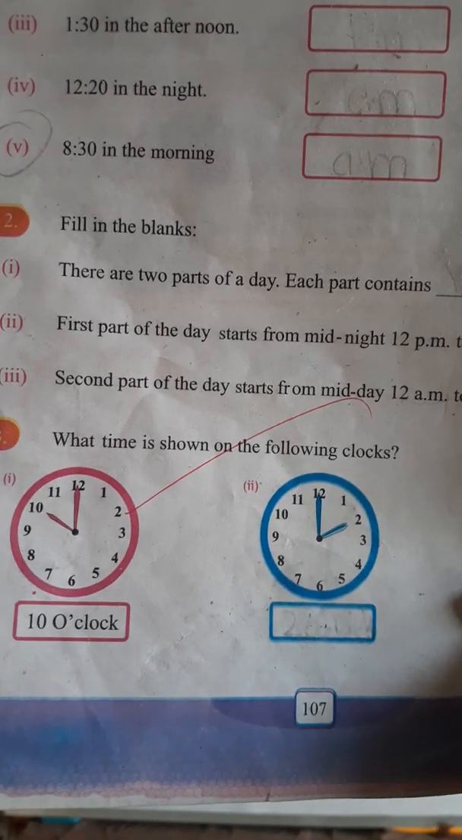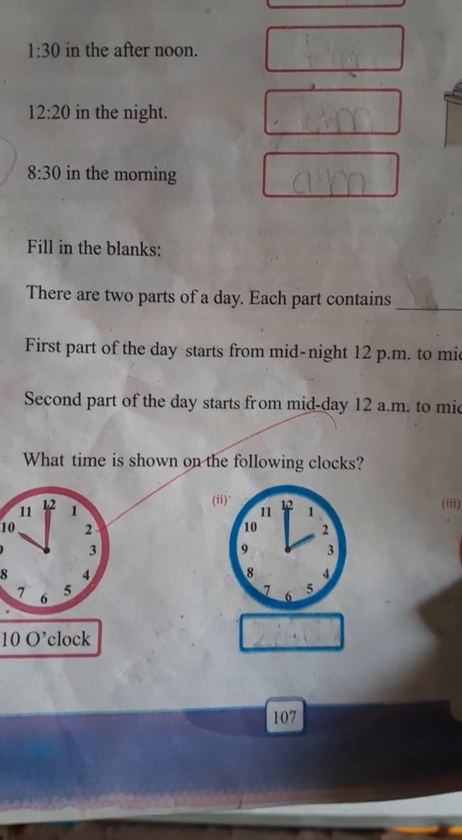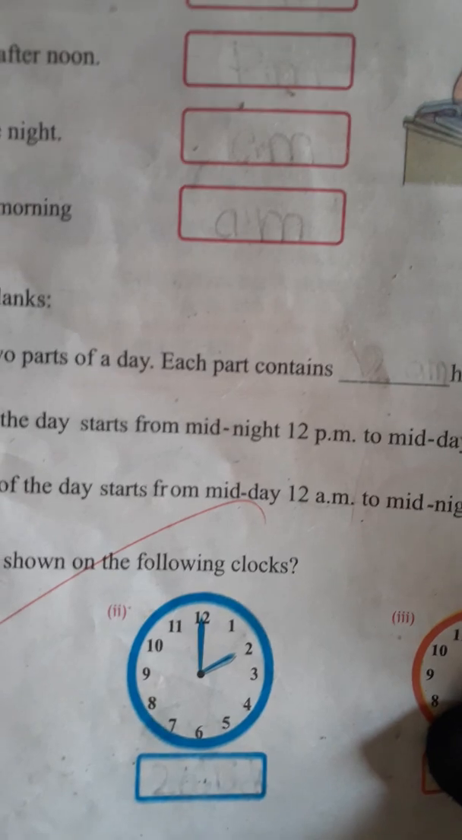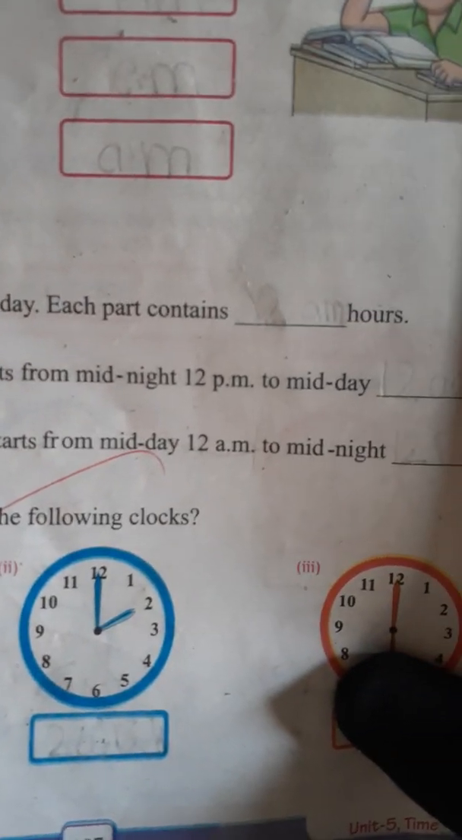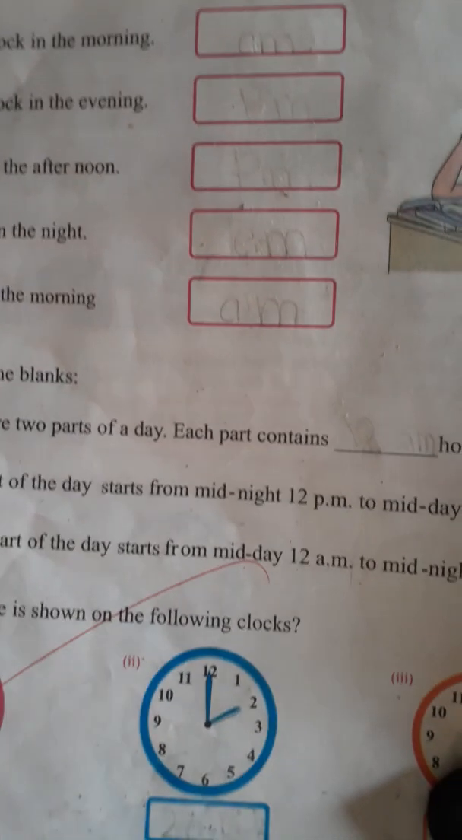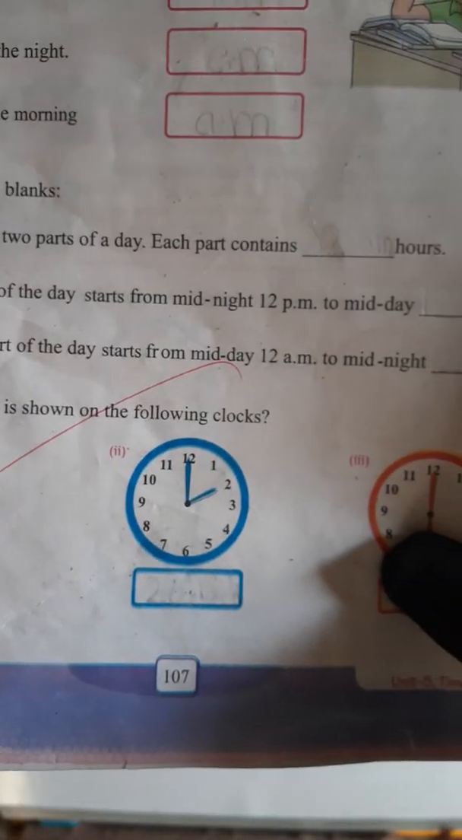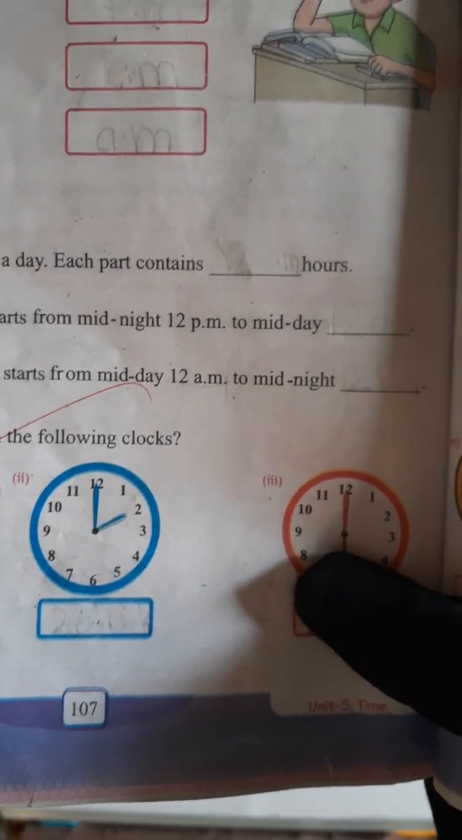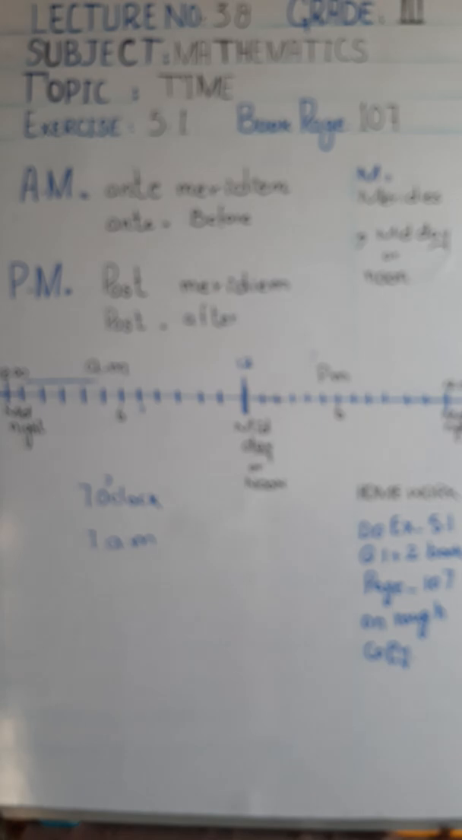The second question of this exercise is fill in the blanks. There are two parts of a day. Each part contains dash hours. This was already explained at the start of the lecture. The first part of the day starts from midnight, 12, to midday, 12. Clear on the board. The second part of the day starts from midday, 12, to midnight, 12. The second and third parts of the question are opposite of each other.